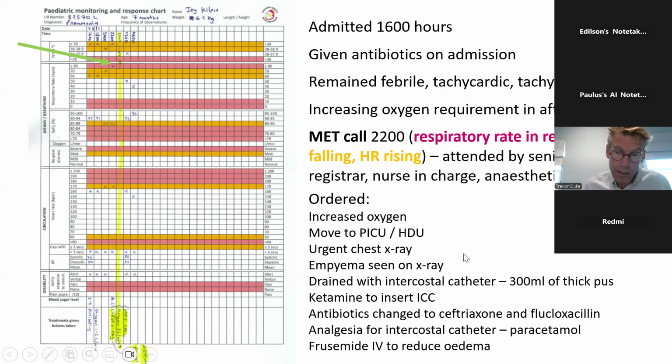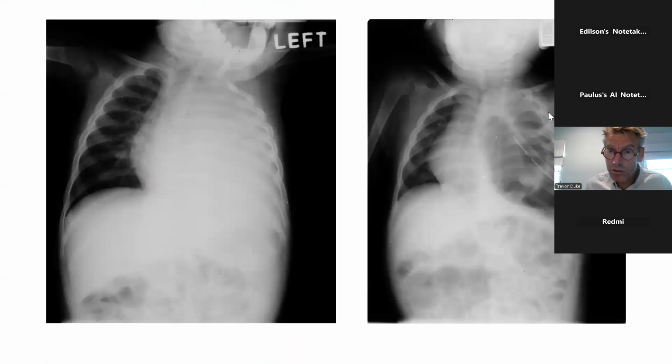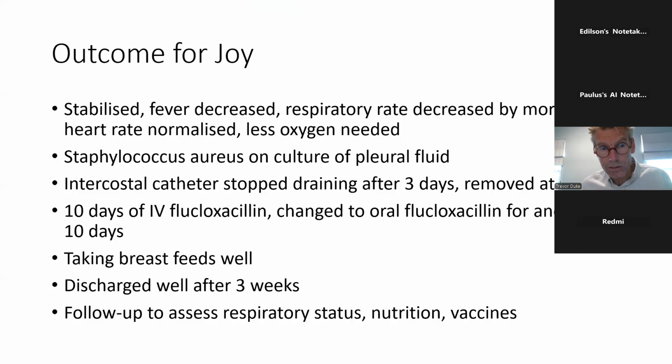She was put on some furosemide to reduce edema because she'd already accumulated edema. This was her chest X-ray in the early hours of the morning after the 300 mils of pus was drained out. You can see she's got some pneumatoceles there, so you'd be thinking maybe she's got staph pneumonia. So this child has had an intervention done in a timely way after a few hours of being in the hospital, rather than waiting until the early hours of the next morning when she's deteriorated to the point of having a respiratory arrest.